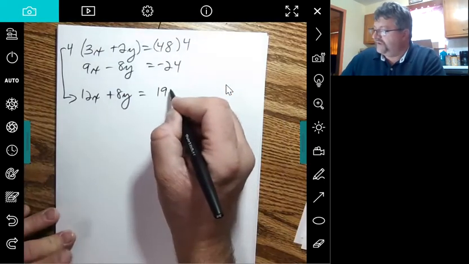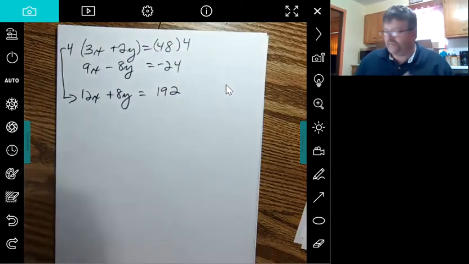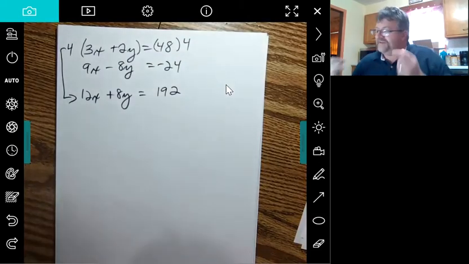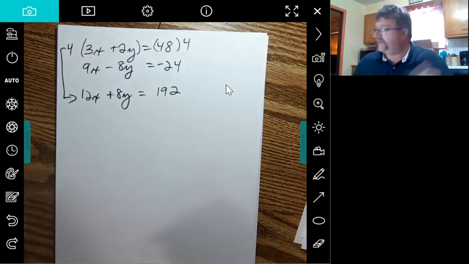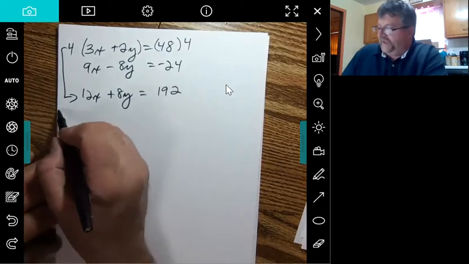190, 2, right? 192. Okay, I always have to stop and think sometimes about the easy stuff. 32 carrying the 3, yeah, 192. All right, I'm convinced now. I'm happy. All right, so now what happens when I add?